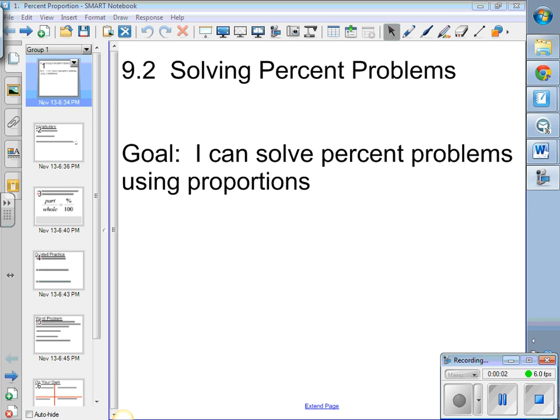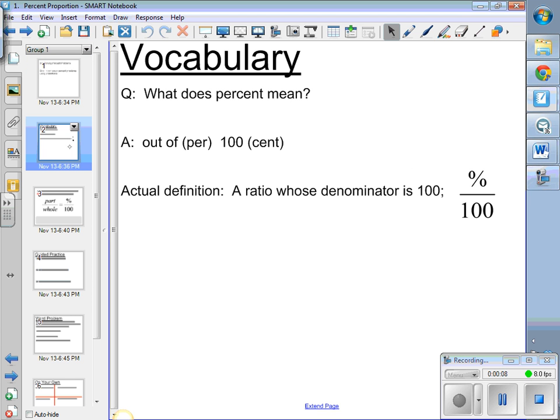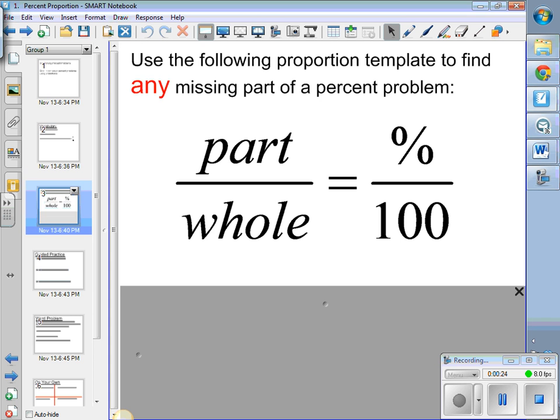Today's lesson is solving percent problems, and our goal is that we can solve percent problems using proportions. Vocabulary. What does percent mean? The answer is out of, per 100. Cent. The actual definition is a ratio whose denominator is 100, so that's the percent out of 100.